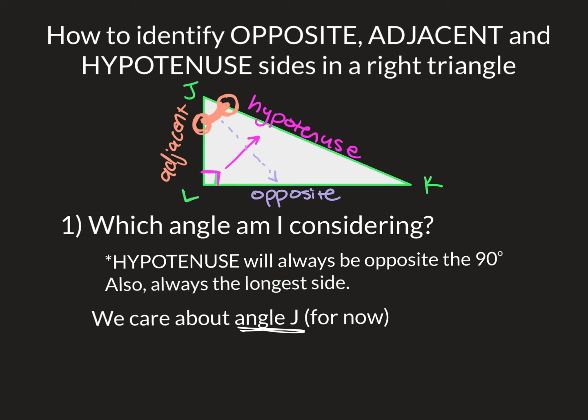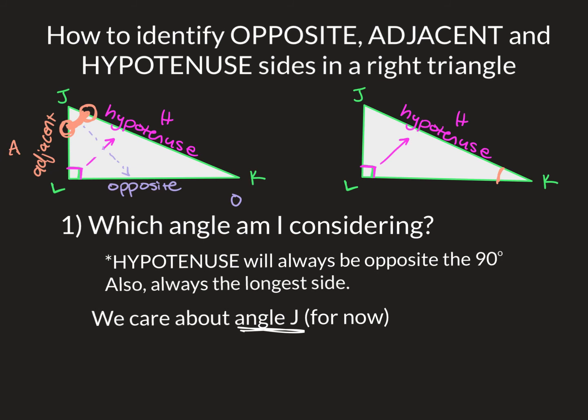And that's really it. From here on out, I'm going to just use capital H, O, and A, because that'll be a little bit easier. Okay, well, what about if I care about angle K? So now we're going to care about angle K. That's this angle right here.